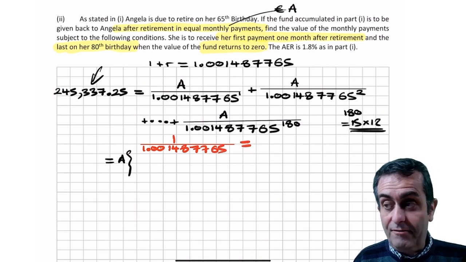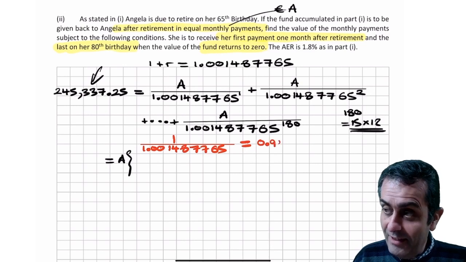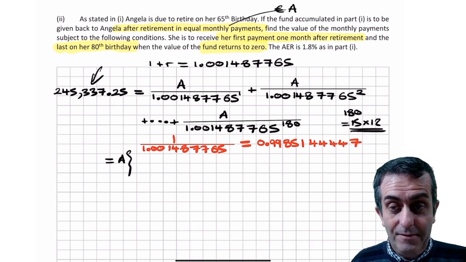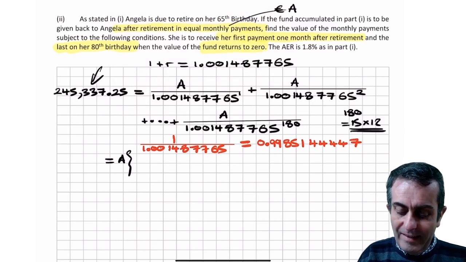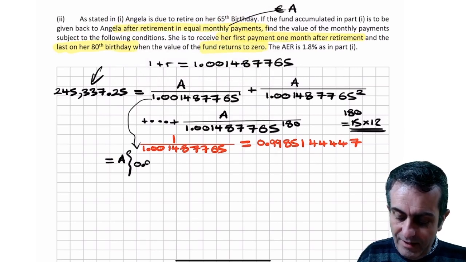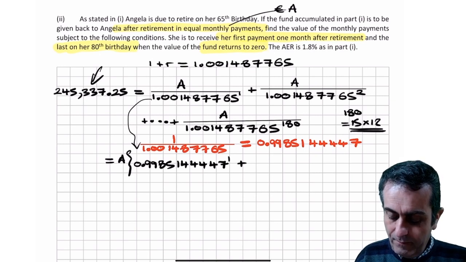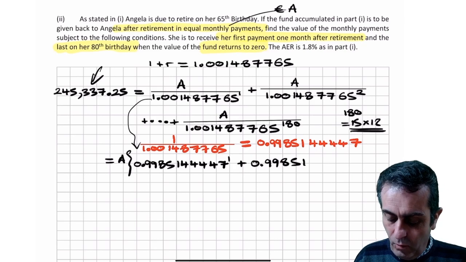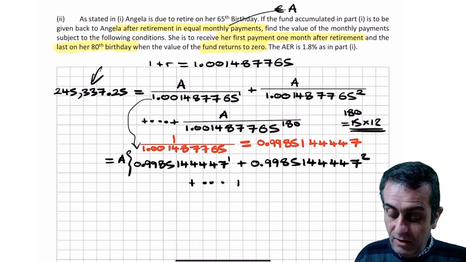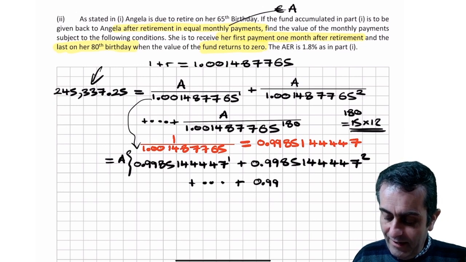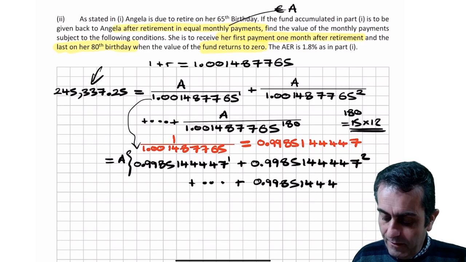1.001487765. Now, I'm purely doing this just to avoid fractions. Now, when I do that calculation, I get 0.998514447. And this is just literally to avoid fractions, which I think most people would like to do. So now, instead of this one, we put in 0.998514447 to the power of 1 plus 0.998514447 squared plus ... all the way until the end of our pension, which is 0.998514447 to the power of 180.